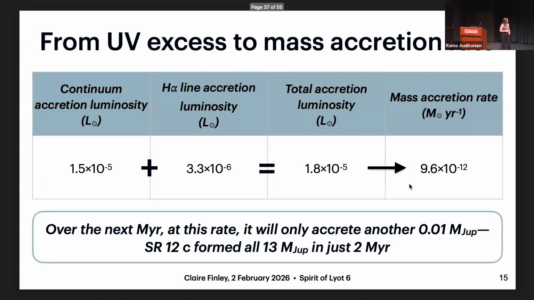So to put that number in context, that means that if this planet continues to accrete at this mass accretion rate, over the next million years, it will only gain another 0.01 Jupiter masses, which tells us that SR12C must have formed all of its about 13 Jupiter masses in its short 2 million year lifetime.